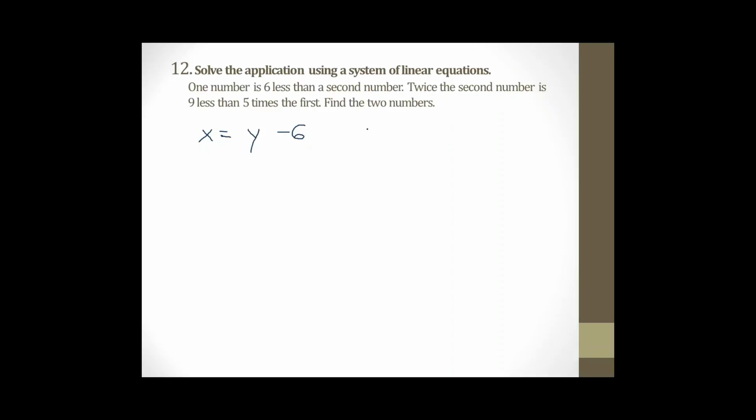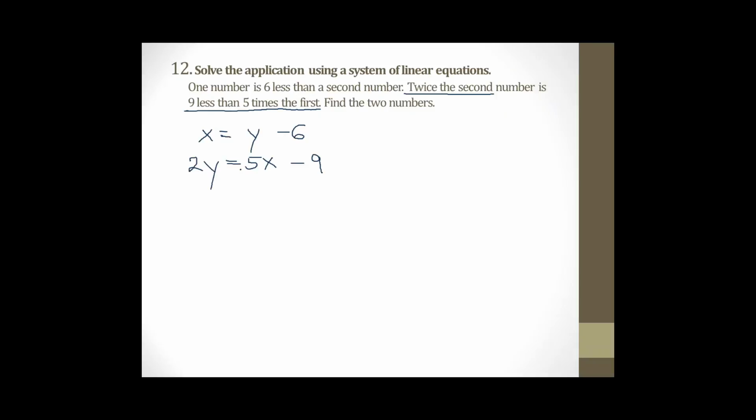And then my second equation: twice the second number, which would be 2 times y, is equal to, and then 9 less than 5 times the first, which is x. So I have my two equations.